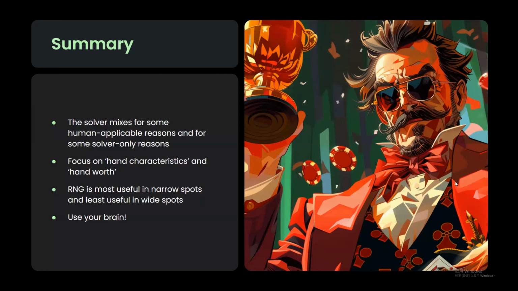You should focus on hand characteristics and hand worth. Hand worth is extremely important to plan out the hand from earlier streets and to play the correct lines on the river. RNG is most useful in narrow spots and least useful in wide spots. And use your brain. Just whatever you do, use your brain. Whether you use it more, you use it less, you don't use it at all, keep your brain engaged and try to make meaningful decisions.